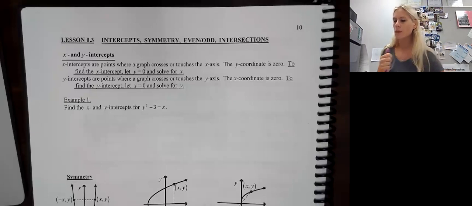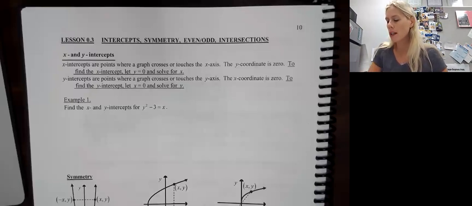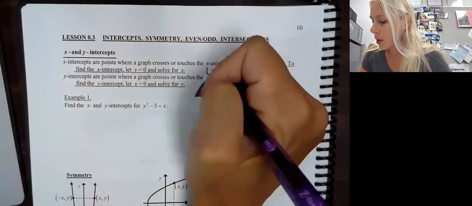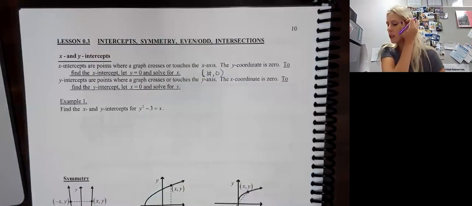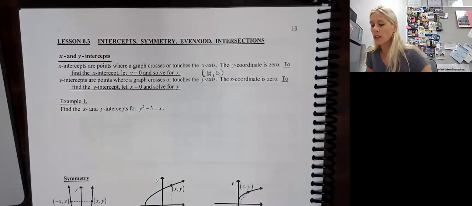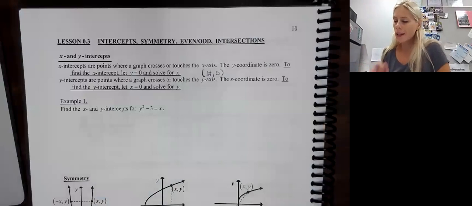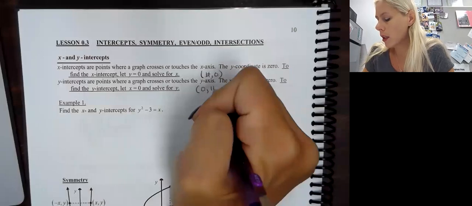The x-intercepts are the points where a graph crosses or touches the x-axis. The y-coordinate is 0. To find the x-intercept, let y be 0 and solve for x. So remember, it's a coordinate where we have a number, comma, 0. And for the y-intercepts, they're points where the graph crosses or touches the y-axis. So plug in 0 for x and then solve for y. So that coordinate would be 0, comma, number.